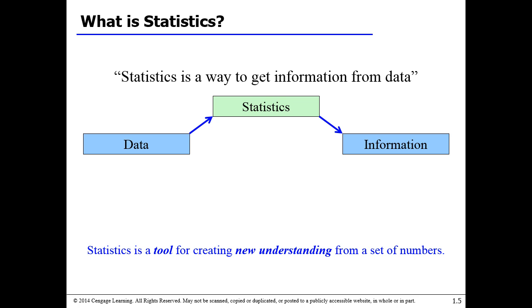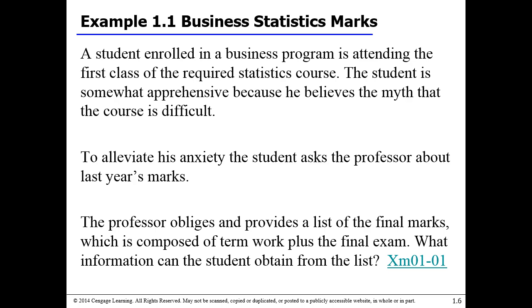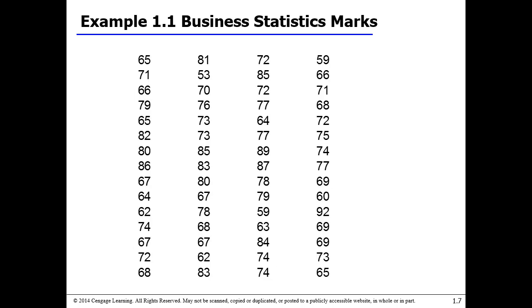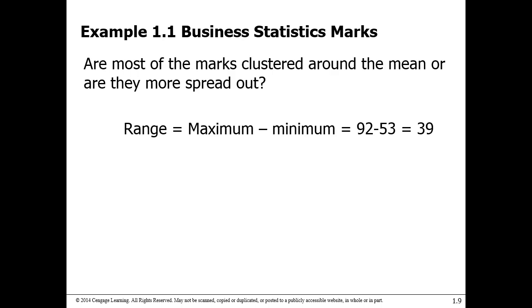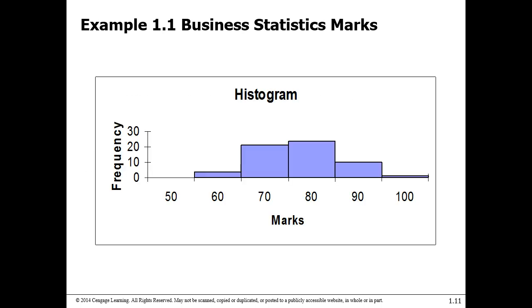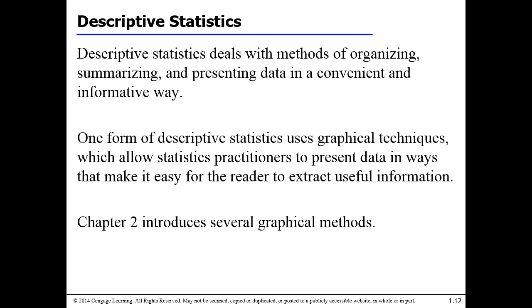So all stats is a way to get information from data. That's it. There are some examples in your text. My examples are better, so I'm skipping over those. So, a couple of things. Let's define the types of statistics.